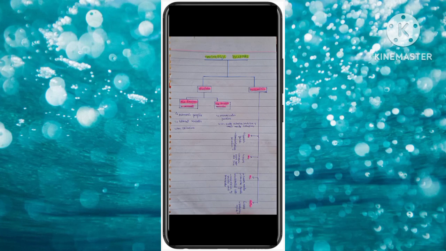Now come towards cholinergic receptors. So they are classified into nicotinic and muscarinic. Nicotinic are further NN receptors, that is neuronal receptors, and NM receptors, that is muscular receptors. So neuronal receptors are present in autonomic ganglia and adrenal medulla.